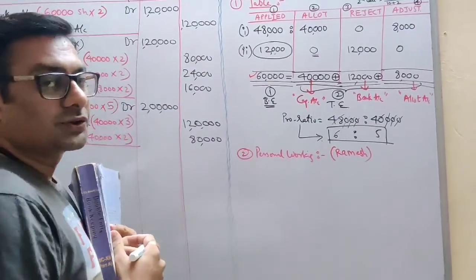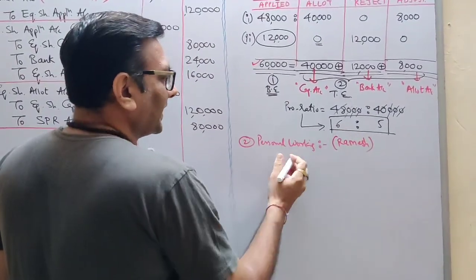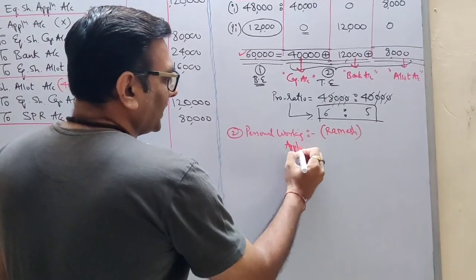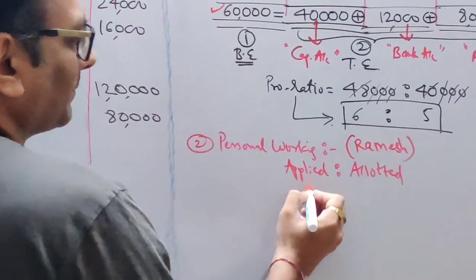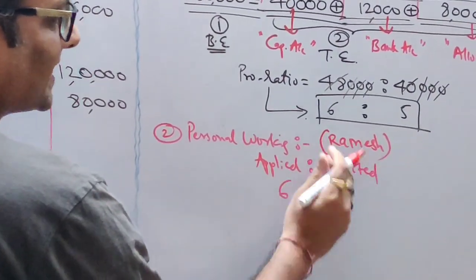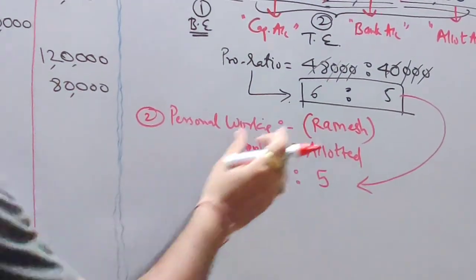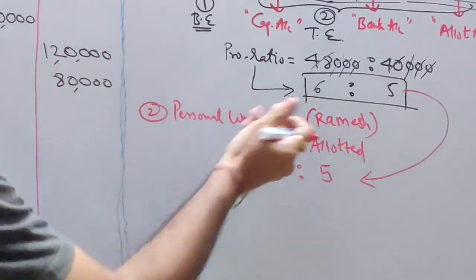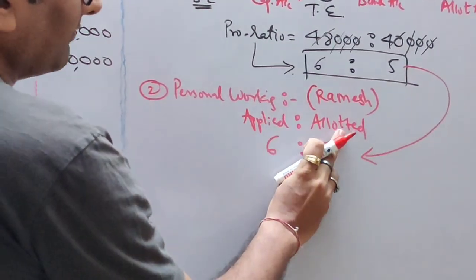Now, students, you know how to do this personal working note. You will start with the pro rata ratio. So what is your pro rata ratio? Applied to allotted. Pro rata ratio is 6:5. We calculated it here only. What does it mean? Those who applied for 6 shares were allotted 5 shares.